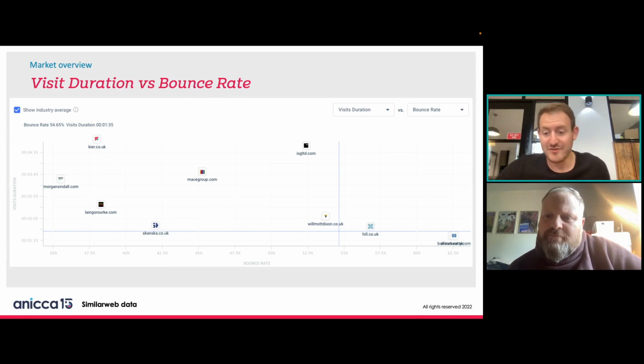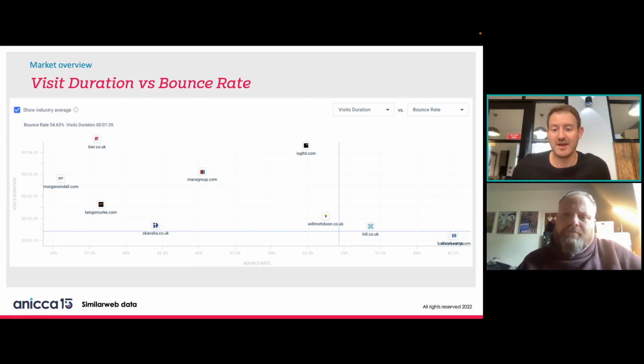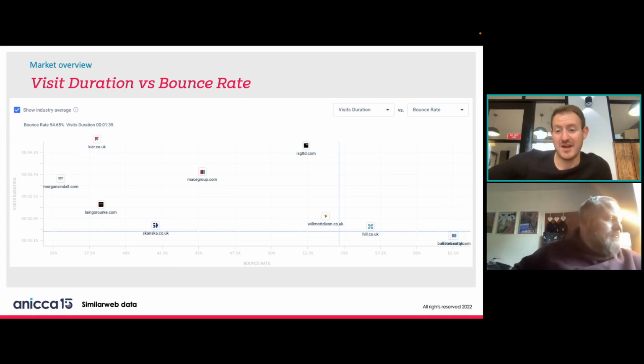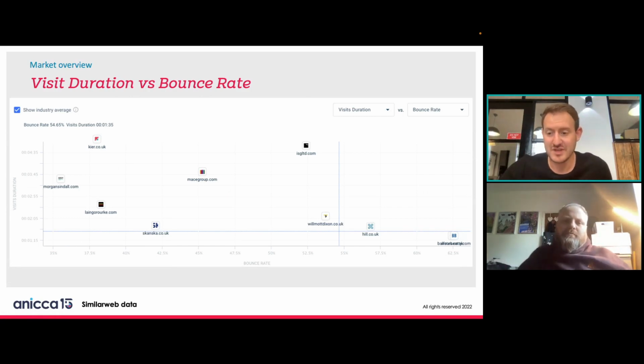On the flip side, I'm pretty sure they're overlapping down here in the bottom right, but we've got Balfour Beatty, who are at roughly 63% bounce rate. So still not a bad bounce rate, it's absolutely fair to say, but coupled with a very, very low visit duration, only just over a minute. Those blue lines that you can see across the graph are your averages: just under 55% bounce rate and just over, probably around 1.5 minutes, are those averages for the entire industry. So you get a really good idea of which websites are performing well for their visitors and users and which ones are not quite performing so well.